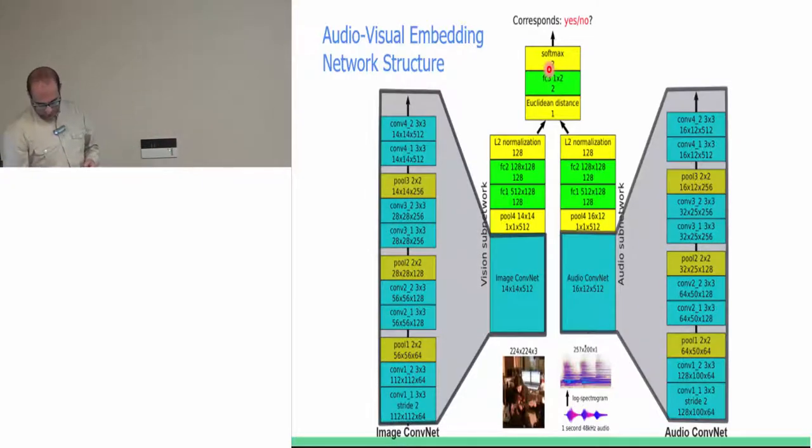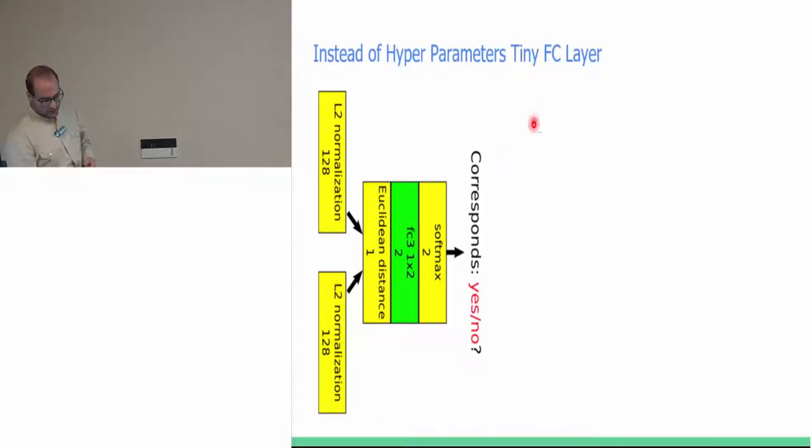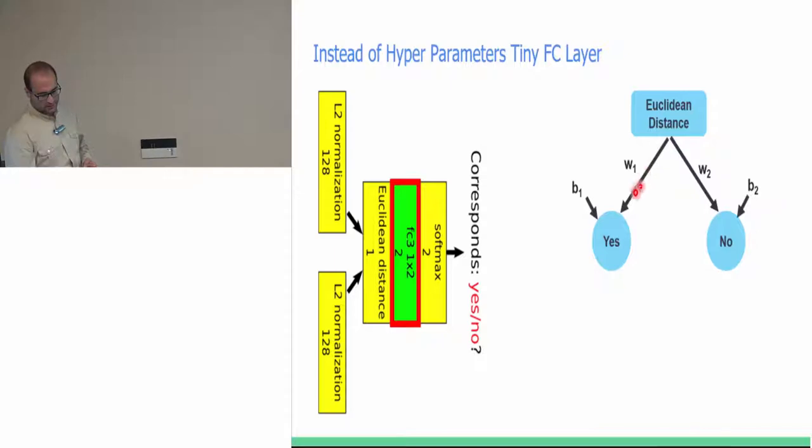Why do they apply a tiny fully connected layer? Because generally, when you get the Euclidean distance, most networks use it directly as a loss. Instead of using this as a loss, they didn't want to use a hyperparameter, because you have to search for it and decide which hyperparameter is the best. Instead of that, they apply the fully connected layer. So you get a Euclidean distance, and if this neuron is activated, it is yes, and if this other neuron is activated, it is no. If the Euclidean distance is small, meaning the two things are close, they want the yes neuron to be activated. To achieve that, they decided the signs of the weights and biases initially, and the network converged.